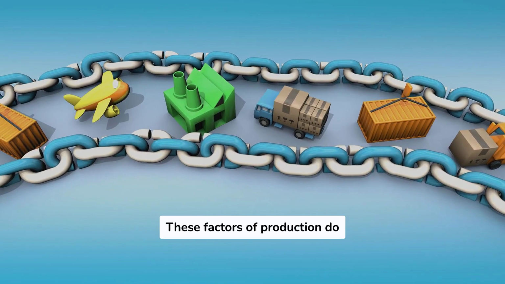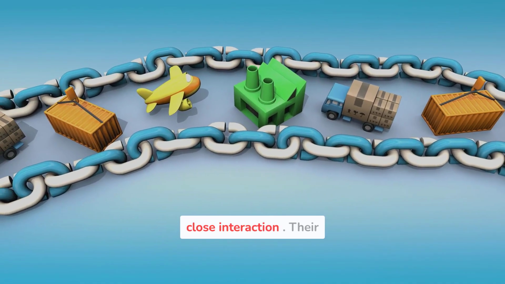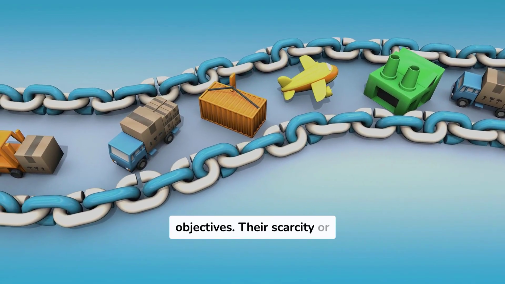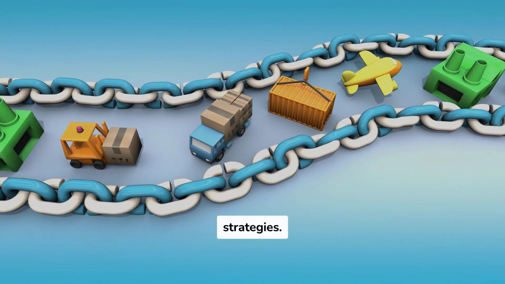These factors of production do not operate in isolation but in close interaction. Their optimal combination is what allows the company to achieve its objectives. Their scarcity or abundance influences production strategies.